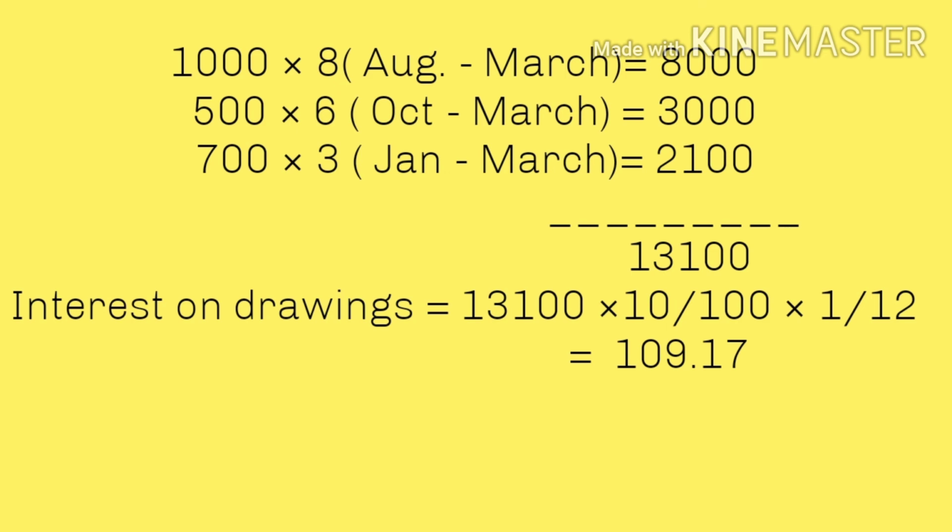Similarly, for the other 2 withdrawals also, we are doing it in the same manner. And the third step is we need to total all this. So we are totaling up 8000 plus 3000 plus 2100, which will give 13,100. And next we shall apply the formula for calculating interest on drawings. 13,100 into 10, that is our rate, into 1 divided by 12, which gives 109.17.